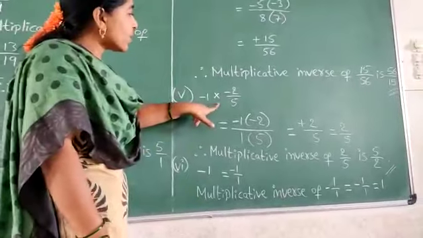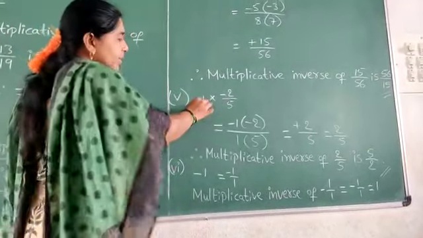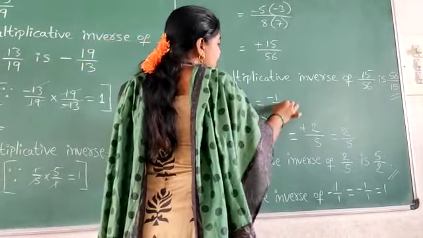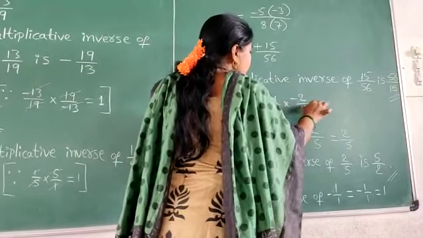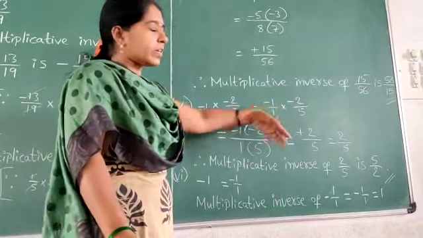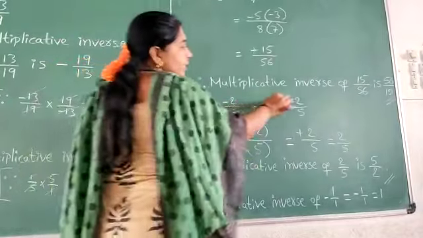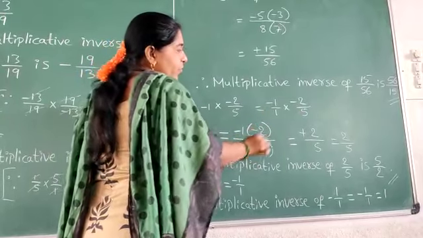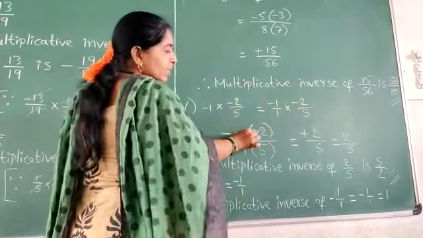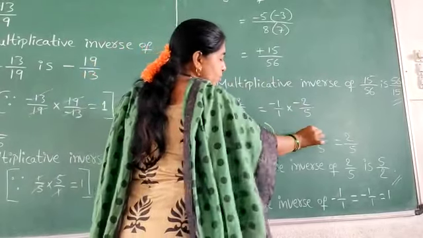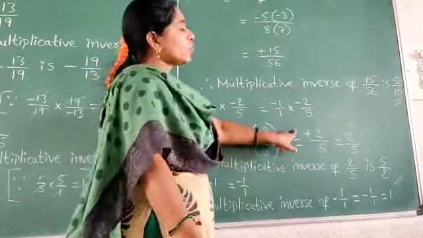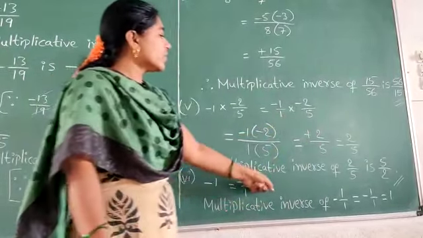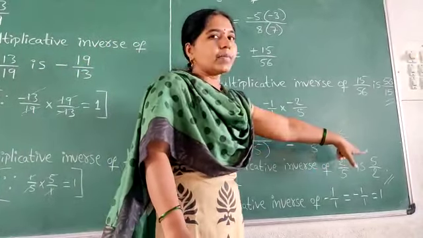Next one, minus 1 into minus 2 by 5. I have written here minus 1 into minus 2 directly. If you have not understood, you can take it as minus 1 by 1 into minus 2 by 5. After that also you can multiply numerator into numerator and denominator into denominator. Minus 1 into minus 2 divided by 1 into 5. Minus into minus is plus. 1 2s are 2 and 1 5s are 5. Plus 2 by 5 is equal to 2 by 5. Now you write the multiplicative inverse for this. Multiplicative inverse of 2 by 5 is 5 by 2.